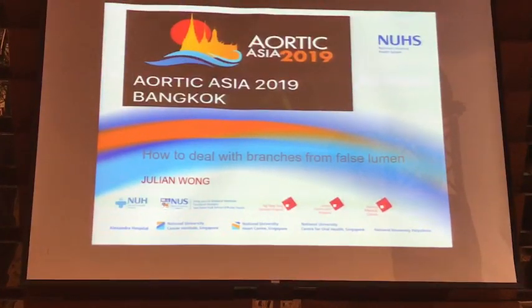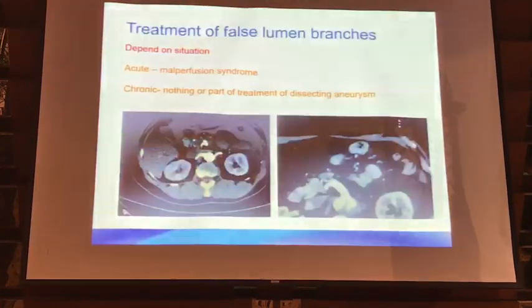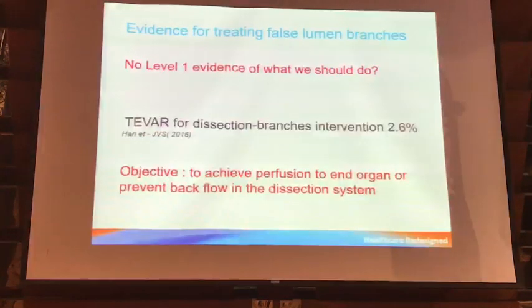But this topic is about how to deal with branches from the false lumen. Depending on the situation, a lot of the time there are no true false lumen branches, except on very rare occasions when the penetrating branches are occluded. So in that situation, most likely we need to treat something due to malperfusion. In the chronic situation, most of the time we don't need to deal with the false lumen branches, apart from as part of the treatment for a dissecting aneurysm. There's no level 1 evidence on what we should do outside acute malperfusion.